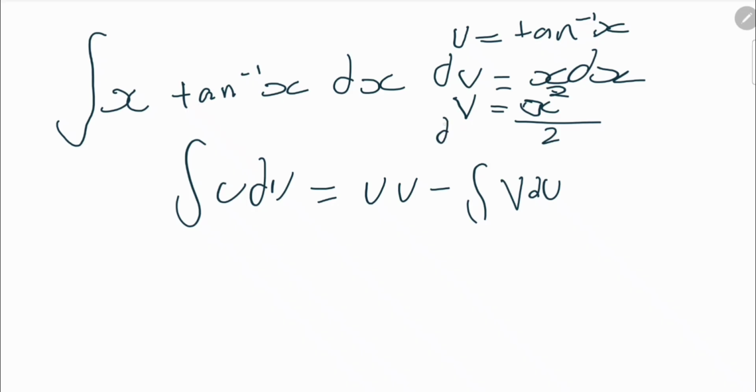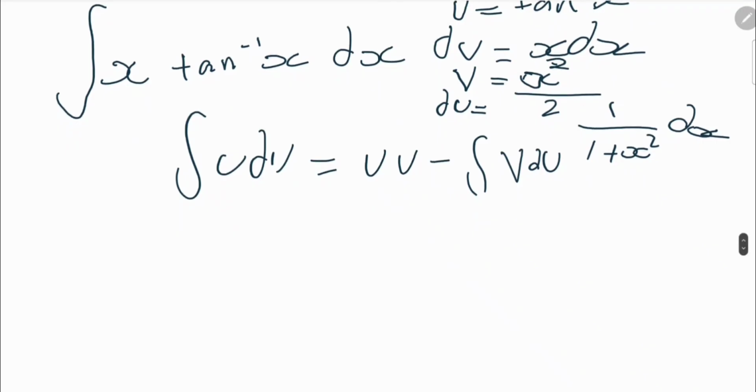So we are going to differentiate arctan. What is the derivative of tan to the negative 1? It is 1 over 1 plus x squared dx. Yeah, it's that. 1 over 1 plus x squared dx.